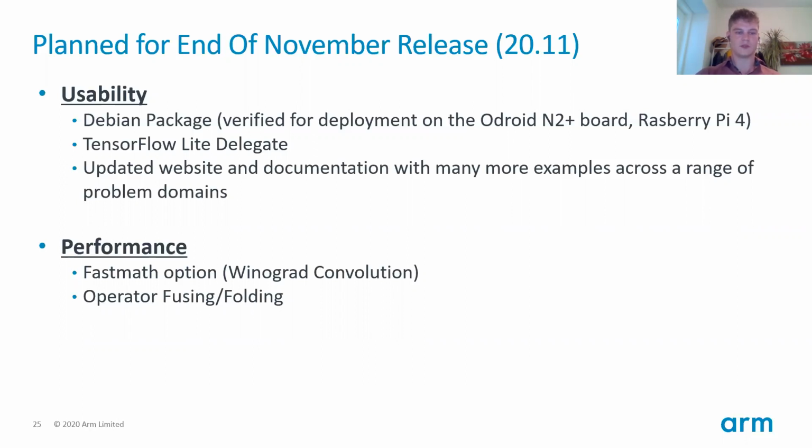And performance. Under performance for this release, we have a fastpath option that we're going to be adding, which is Winograd convolution optimizations. On ARM CPUs and GPUs, this will provide a performance improvement by optimizing the convolution filtering operator, and also the operator fusing and folding. We have various optimizations that are planned under this as well.